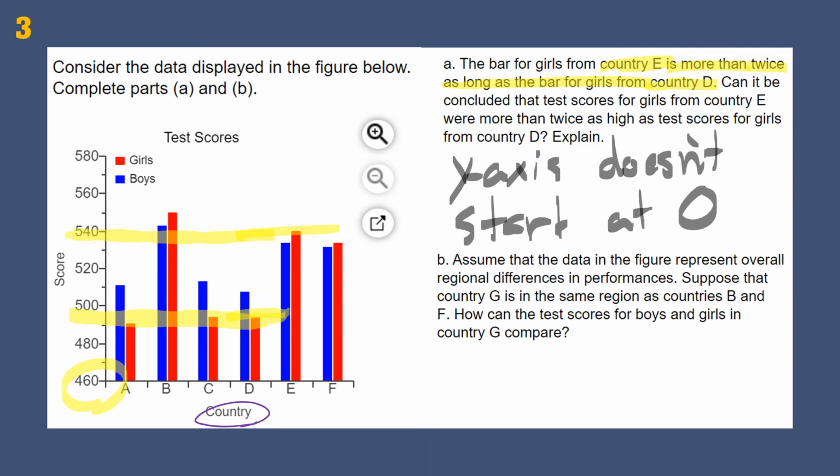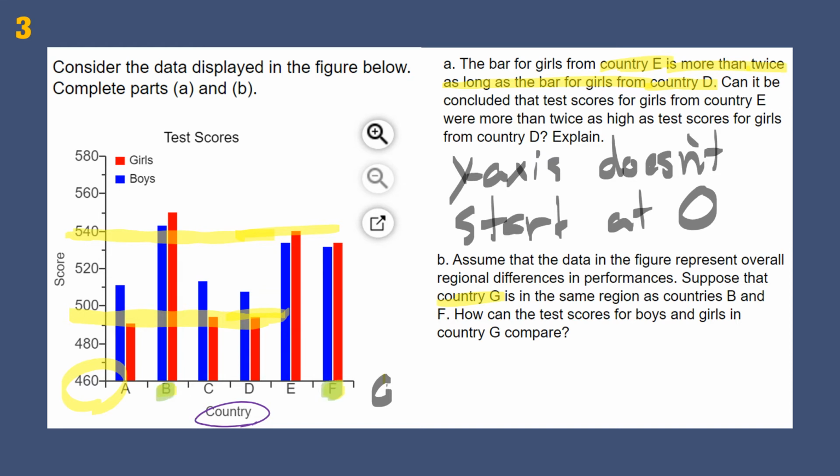Part B says, assume that the data in the figure represents overall regional differences in performance. So the ups and downs are supposed to say, are we showing something consistent? It says, imagine that country G is right next to country F. Suppose country G is in the same region as B and F. So I'm looking at B and F.